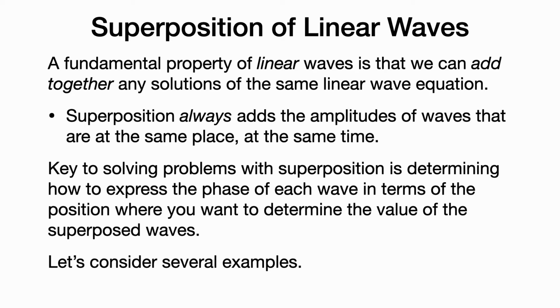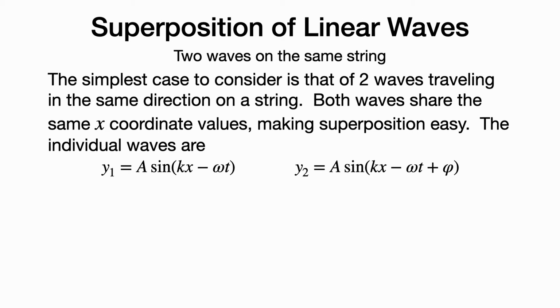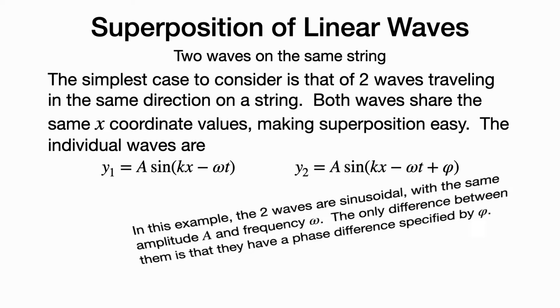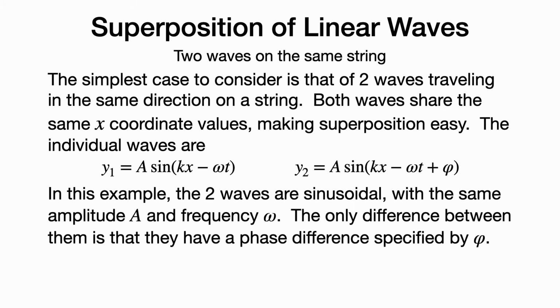Let's consider several examples. The simplest case to consider is that of two waves traveling in the same direction on a string. Both waves share the same x-coordinate values, making superposition easy. The individual waves are given by y1, which is a sine of kx minus omega t, and y2, which is a sine of kx minus omega t plus a phase difference phi. In this example, the two waves are sinusoidal with the same amplitude a and frequency omega. The only difference between them is that they have a phase difference specified by phi.